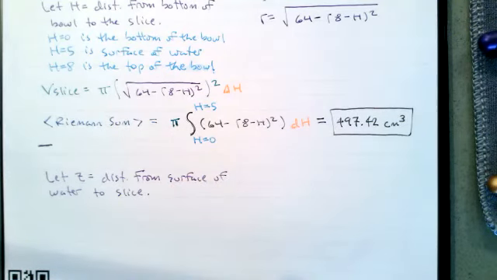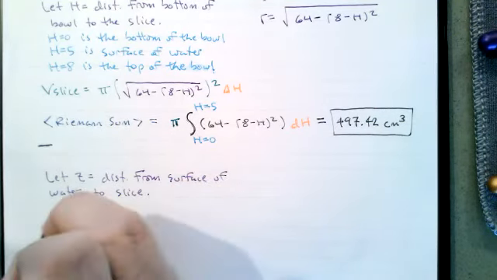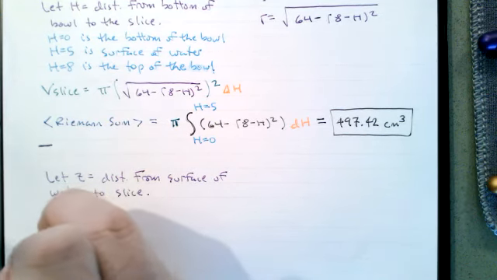So h equals 0 is the surface of the water. Oh, sorry, z equals 0.